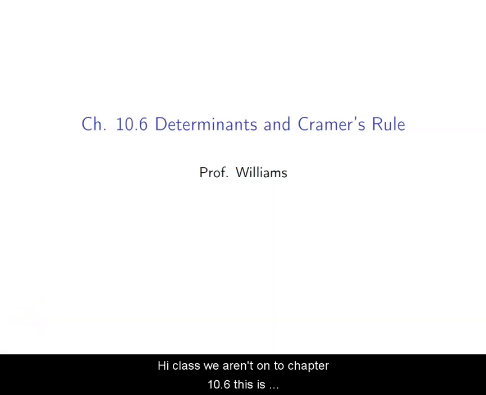Hi class, we are on to chapter 10.6. This is determinants and Cramer's rule. So we've talked about determinants a little bit, mostly in the form of 2x2 matrices. We did say previously that if we want to find a determinant, it has to be a square matrix.